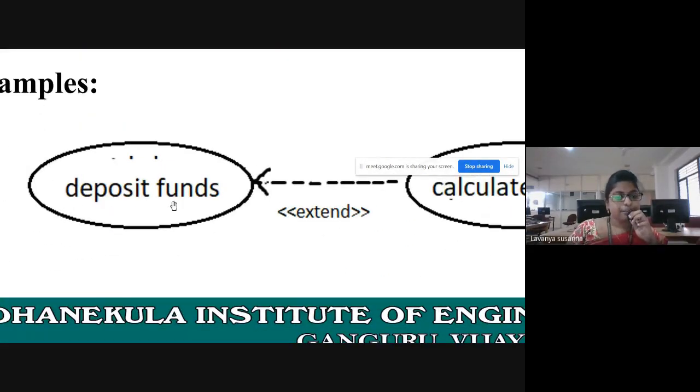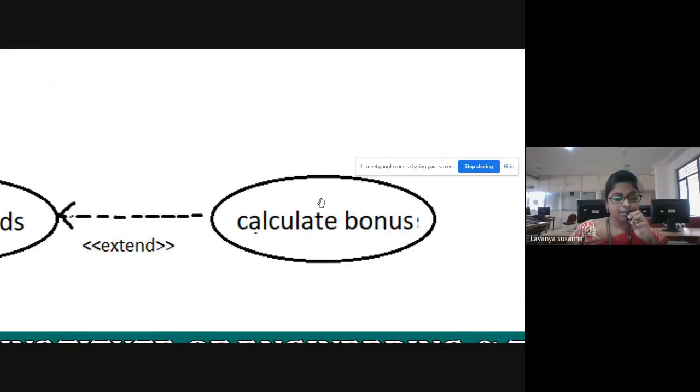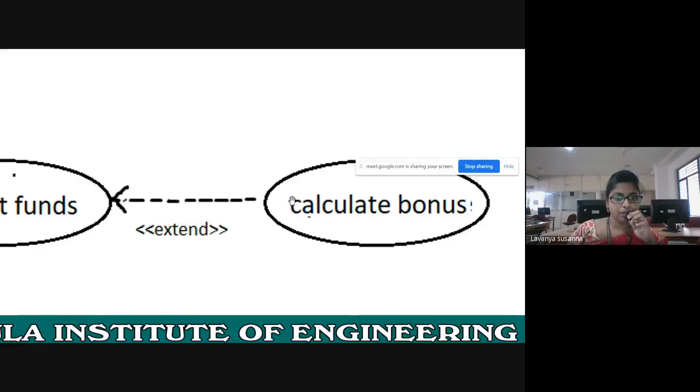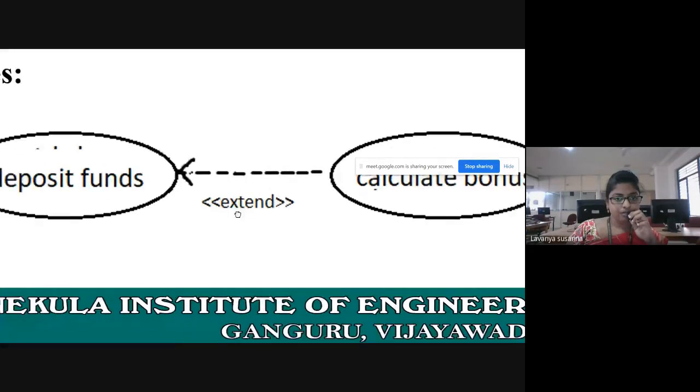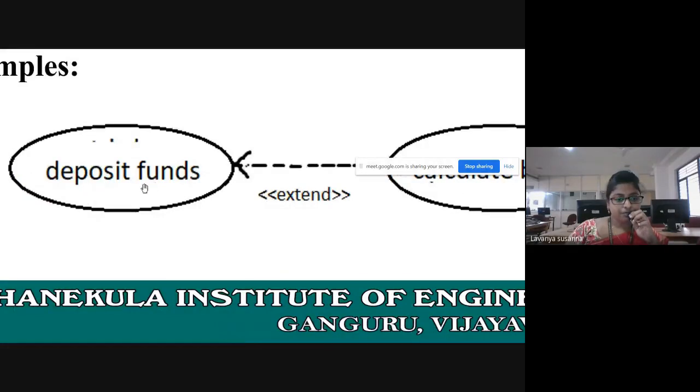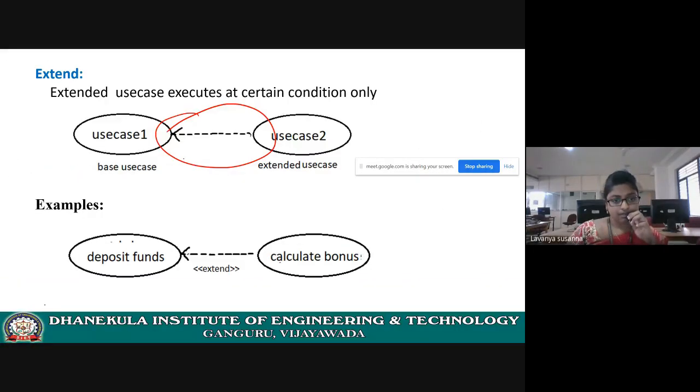See here, deposit funds. Next, calculate bonus. What is the relationship between deposit funds and calculate bonus? Extend. Why are we using extend? Because here, for deposit funds, I will use some condition. I will write some condition. See here: when balance is greater than 10,000. This is the condition.